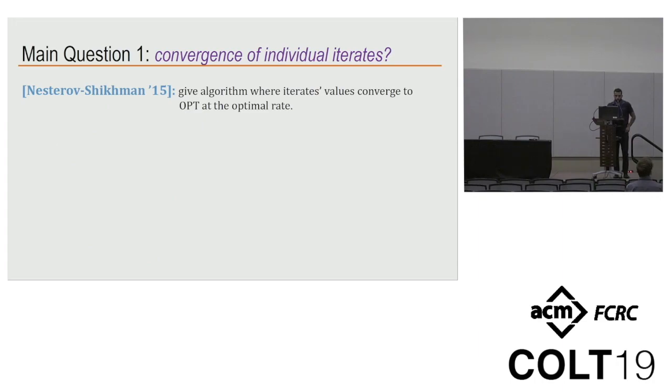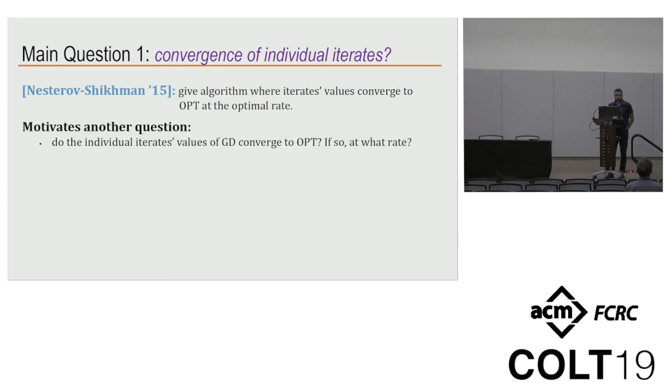And now let's understand a little bit of the background story behind the first main question. In 2015, Nesterov and Shikhman gave an algorithm where the iterates' values converge to the true minimum of the function at the optimal 1 over square root t rate. It's important to note that the algorithm that they gave is not gradient descent. Therefore it's natural to wonder whether the iterates of gradient descent also converge in function value to the true minimum of the function, and if they do, do they also get the optimal 1 over square root t rate?